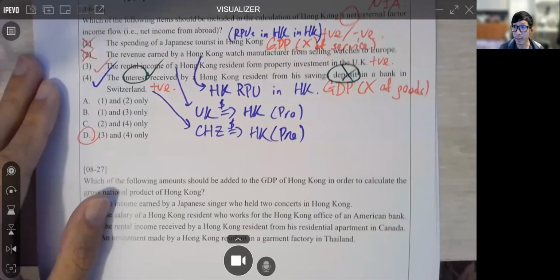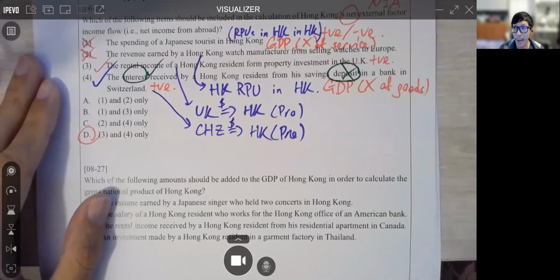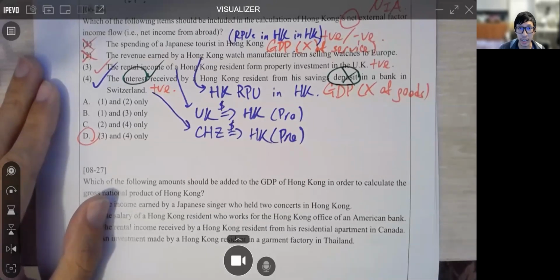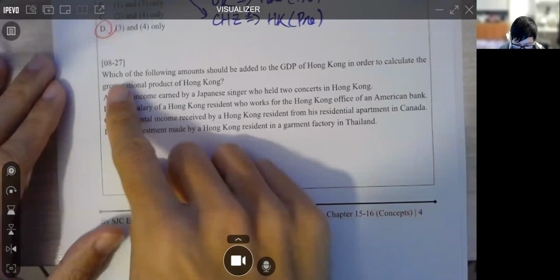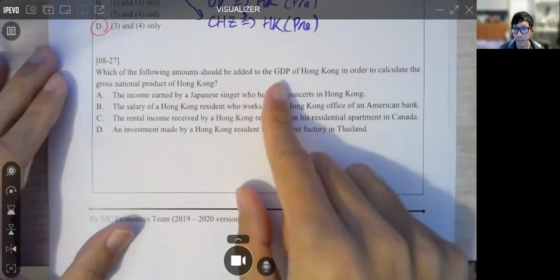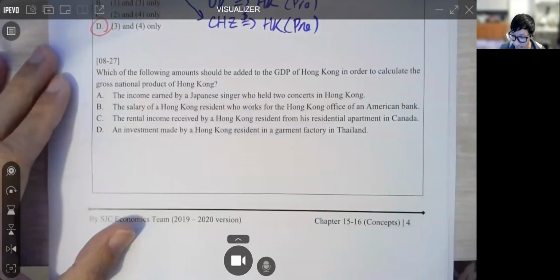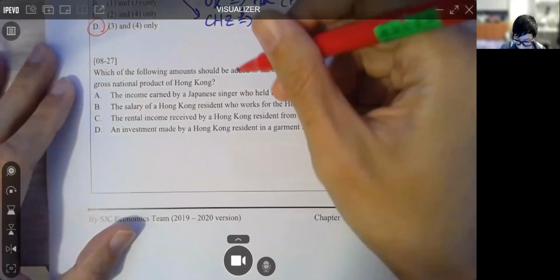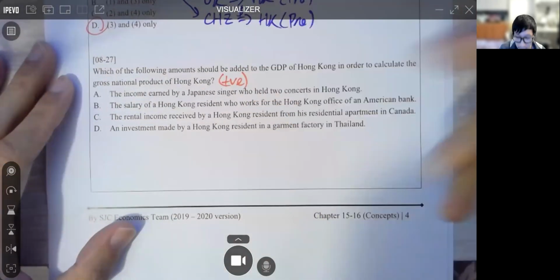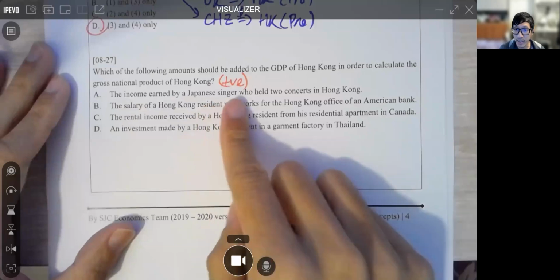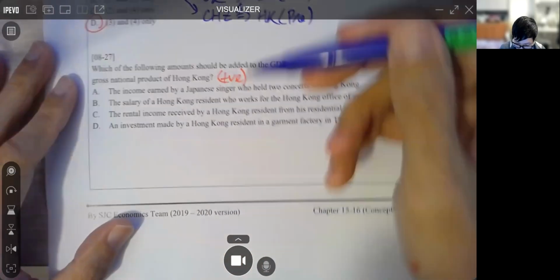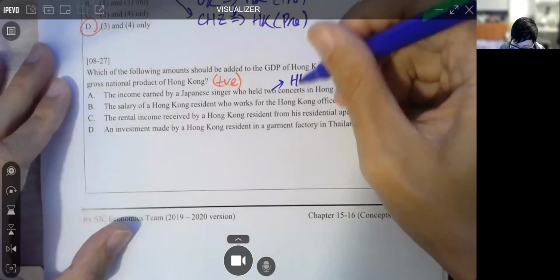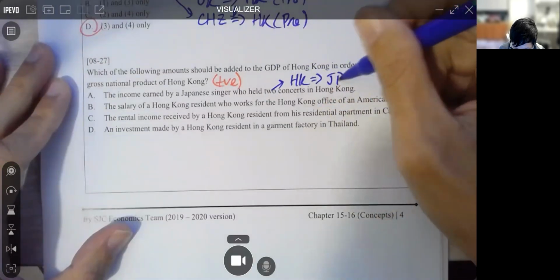Now you may think it's a little bit confusing, but when we go to the expenditure approach, we learn about export of goods and export of service. You will find this to be much easier than it seems. OK, next, which of the following amounts should be added to GDP in order to calculate GNP? We need a positive item now. Income earned by the Japanese singer who holds 2 concerts in Hong Kong. Now, what is this? Hong Kong paying money to Japan.